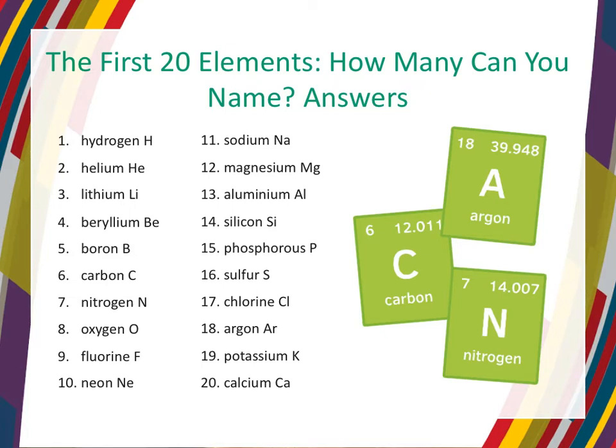The reason the first 20 are quoted here is because at GCSE, in terms of having to know lots of stuff about the elements, we're really interested in the first 20. After the 20th one, we start to creep into the transition metals, which is the bit in the middle of the periodic table, and it all starts to get a little bit complicated then.